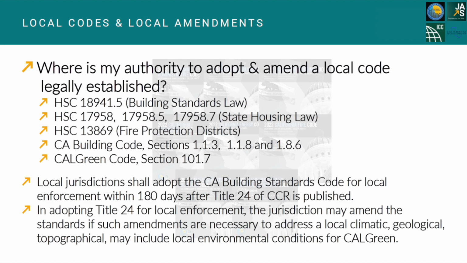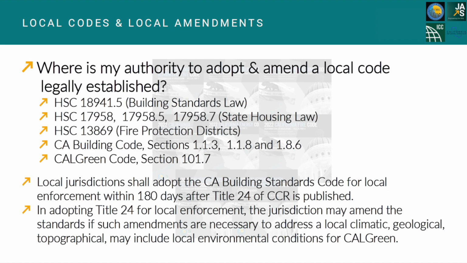A local jurisdiction may make amendments if the amendments are reasonably necessary to protect their communities because of local climatic, geological, topographical conditions, and this may include environmental conditions for Cal Green. These are known as findings. Local amendments may not be less restrictive than the published Title 24 standards. Local jurisdictions can adopt Title 24 unamended.